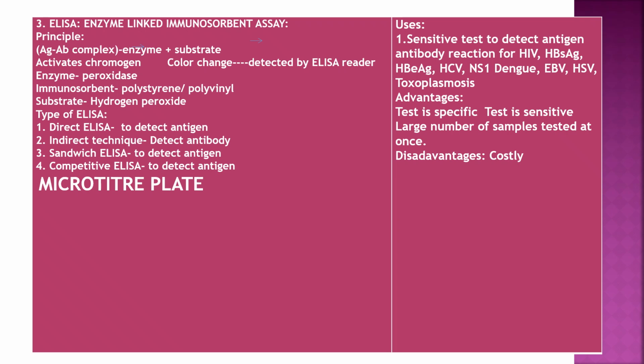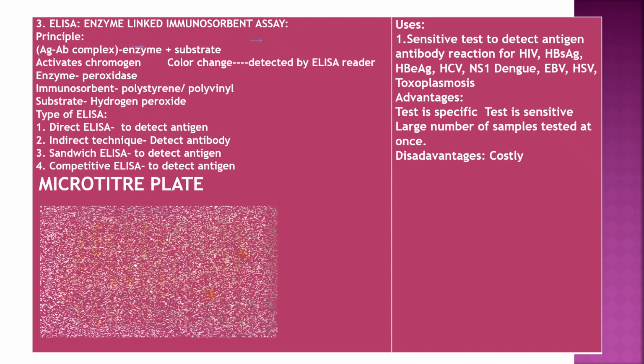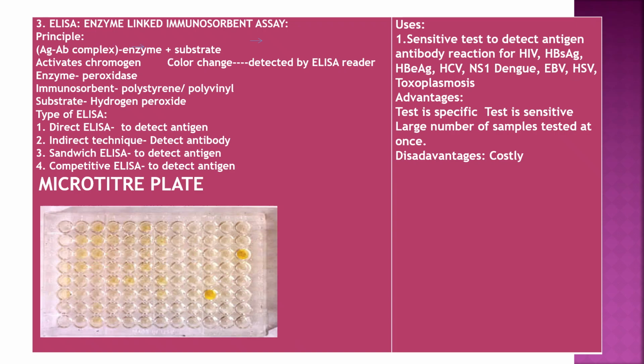The types of ELISA are direct ELISA to detect antigen, indirect ELISA to detect antibody, sandwich ELISA to detect antigen, and competitive ELISA to detect antigen. Uses: it is a sensitive test to detect antigen-antibody reaction for HIV, hepatitis B, hepatitis E antigen, hepatitis C virus, NS1 dengue antigen, then Epstein-Barr virus, herpes simplex virus, and toxoplasma. Advantages: the test is specific, sensitive, and a large number of samples can be tested at one time. Disadvantage is that it is costly because the ELISA machine and ELISA reader are required.